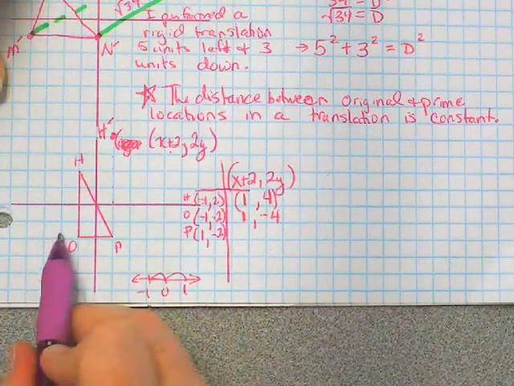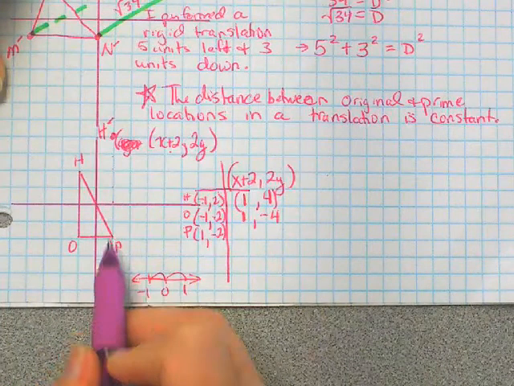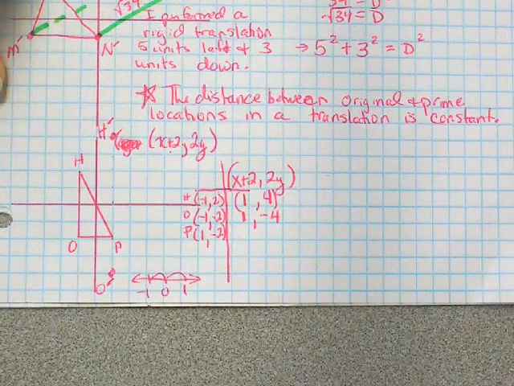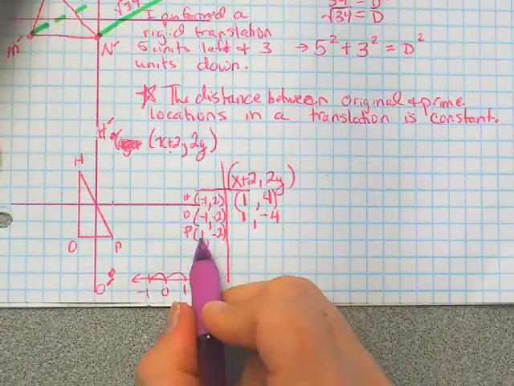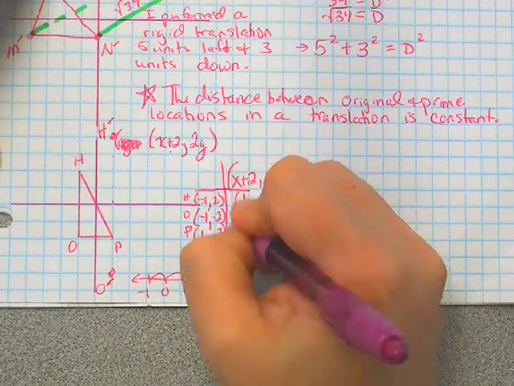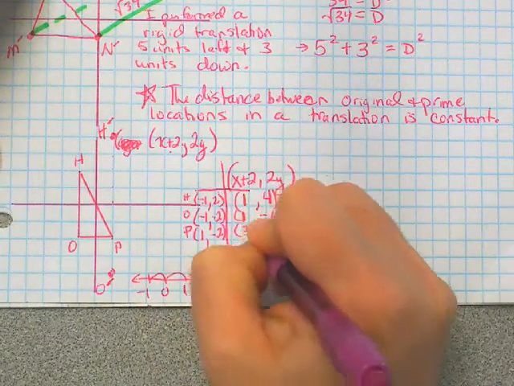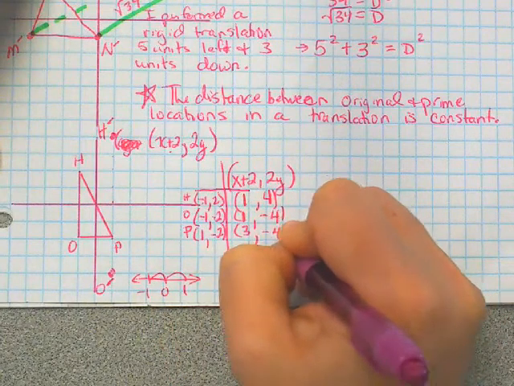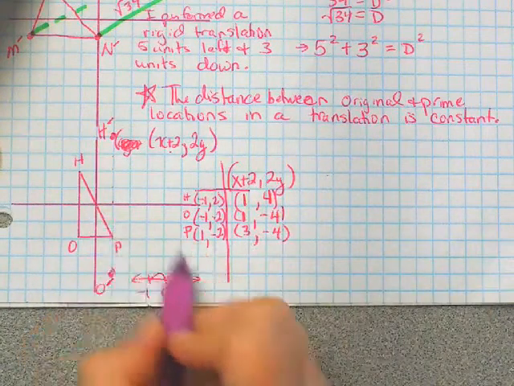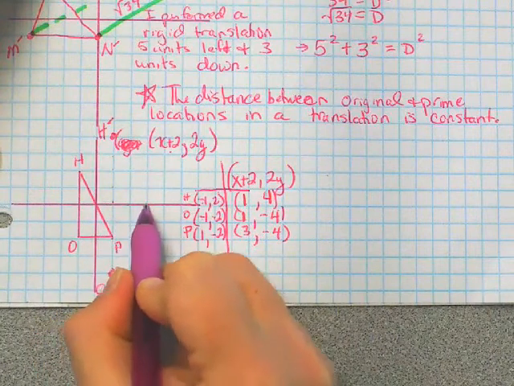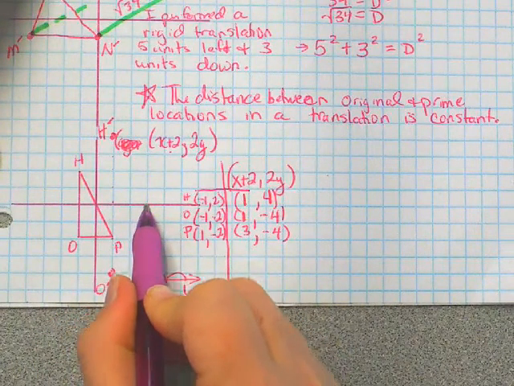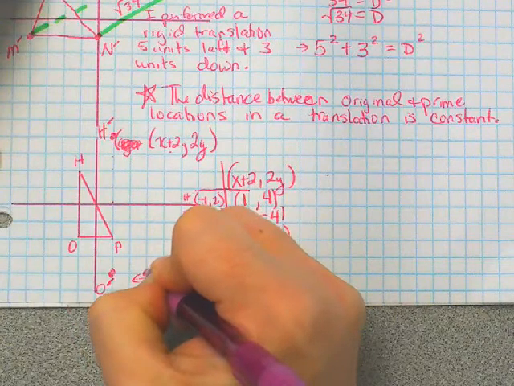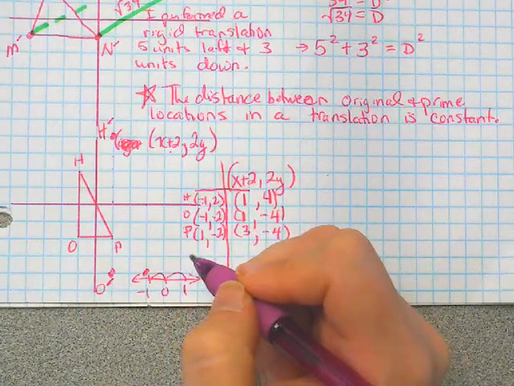-2 times 2 is -4. So O is going to be at 1, -4. So here's O prime. And P, 1 plus 2. What's 1 plus 2? It's 3. -2 times 2 is -4. So we're going to go to 3, 1, 2, 3, -4. I had to think about that.